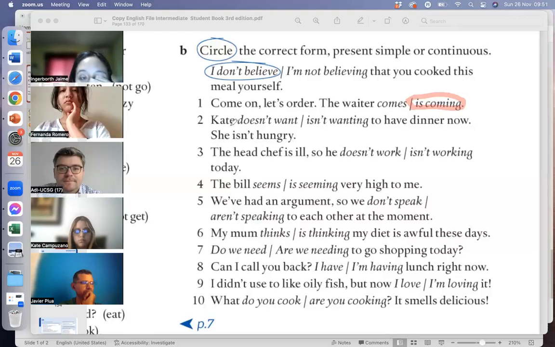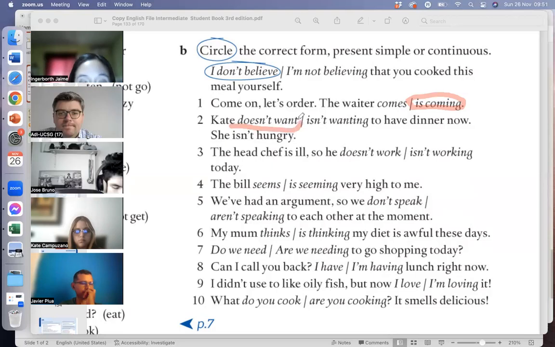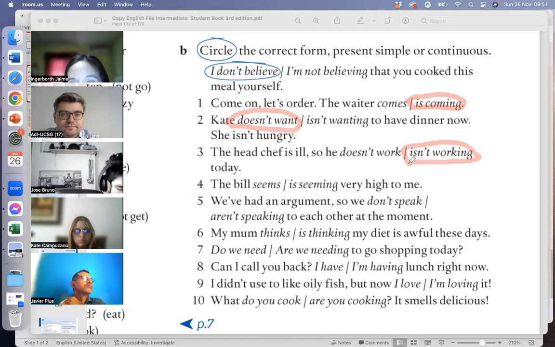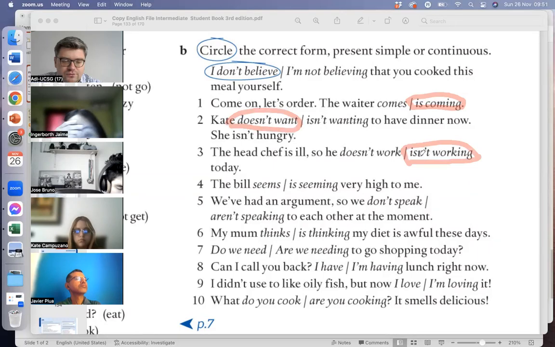Yes, Ingeborg. The head chef is ill, so he isn't working today. Very good. Why are you using isn't working? Action happening now. And the time expression today. Yes, very good. I agree with the time expression. Is it happening now? Or we can apply a slightly different rule. Is he always sick? Is the chef always sick or no?